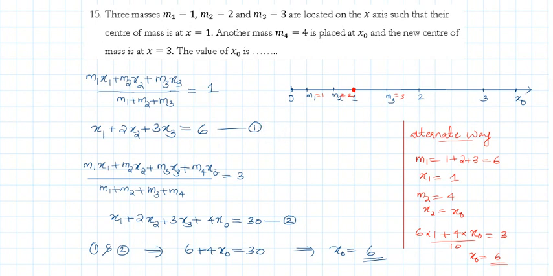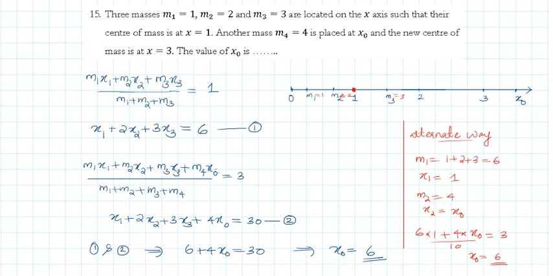Now you put a fourth mass m4 at x0. Then the relation changes to m1 x1 plus m2 x2 plus m3 x3 plus m4 x0, this is put at x0, divided by m1 plus m2 plus m3 plus m4 equal to the new center of mass at 3. That will give you x1 plus 2x2 plus 3x3 plus 4x0 equal to 30. But the first 3 terms from equation 1 is 6. So 6 plus 4x0 is equal to 30. x0 is equal to 6.